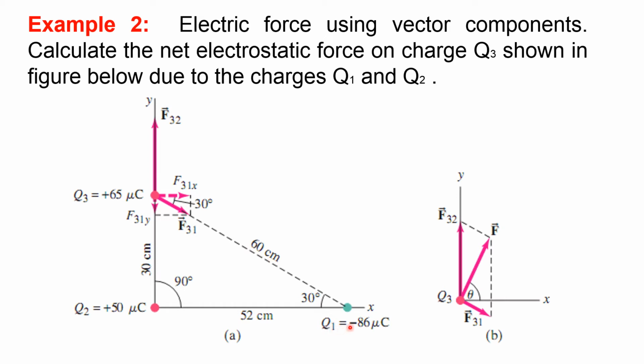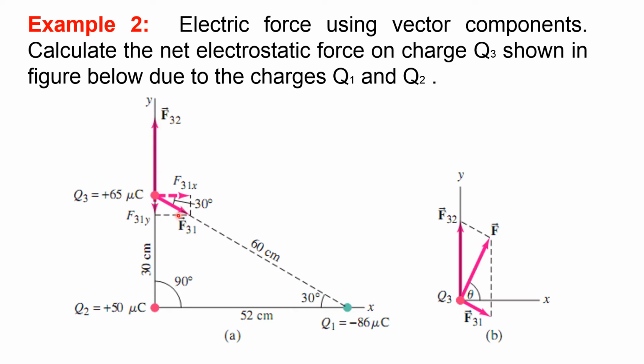Since Q1 is negative and Q3 is positive, Q3 will be attracted by Q1. It's the reason why the force on charge 3 due to charge 1 is oriented towards Q1. Since charge Q2 is positive and charge Q3 is positive, the two charges will repel each other, which means that charge Q2 will repel charge Q3 away. It's the reason why the force on charge 3 due to charge 2 is oriented in a positive y direction.